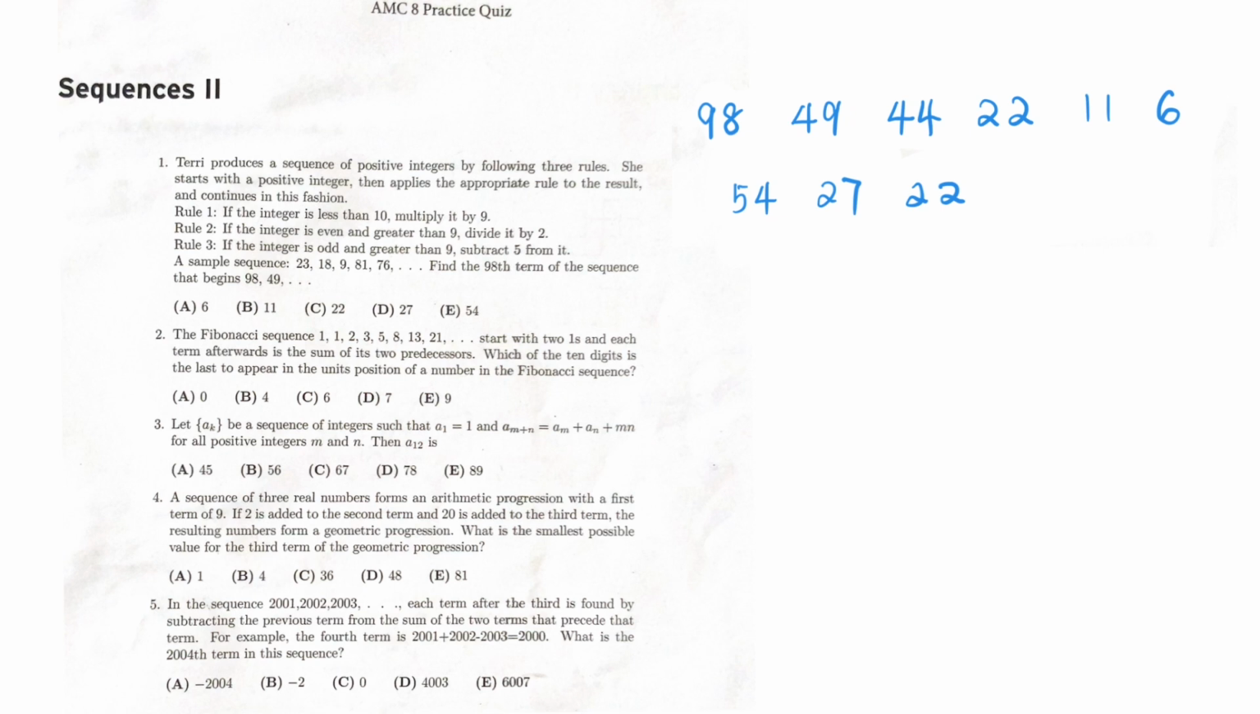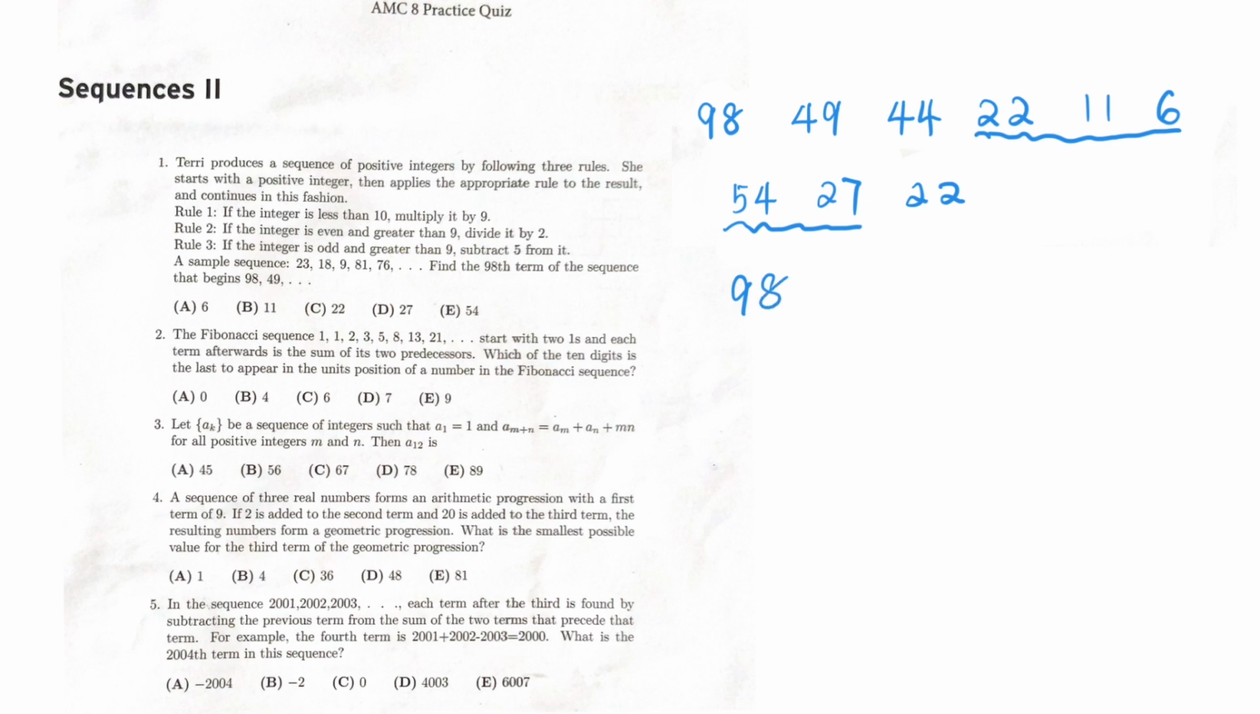Look at it, now we continue. So from 22, 11, 6, 54, 27, after the first 3 terms, it will be cycling from 22, 11, 6, 54, 27. They ask for the 98th term.